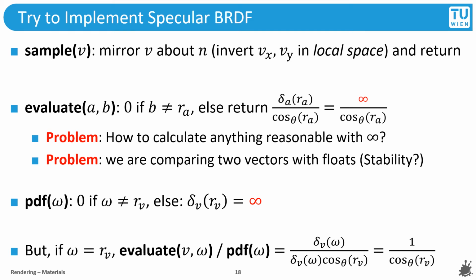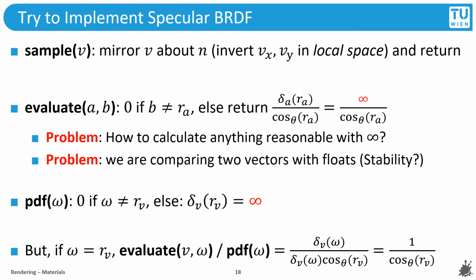The sampling method is easy. If we have a given vector v and a normal n, the only sample that we can ever generate with the delta distribution is the mirror direction of v, rv. But for the other methods, we face a problem. We are supposed to evaluate the BRDF for any two vectors. Remember that what we should return here is the ratio of the radiance that arrives on the surface from one direction and is reflected as radiance to another. This is easy when the two vectors are not mirrored versions of each other. But what if they are?